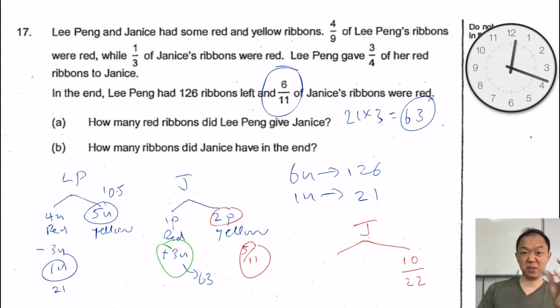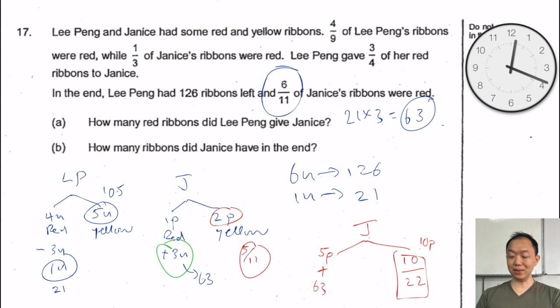Here I got times 5. So this will be 10 parts yellow. Okay. So if that's 10 parts yellow, here I have times 5, the other side also times 5, so there's 5 parts. Right, so 5 parts are the original red, but I'm supposed to have this plus 63. Is this 10 out of 22? That's 10 out of 22 on the yellow. That means the red has to be 12 out of 22.